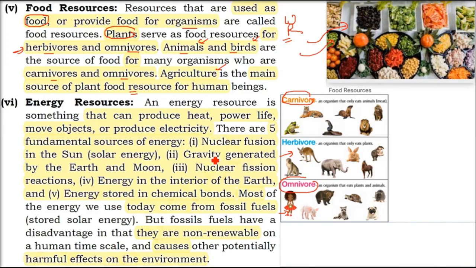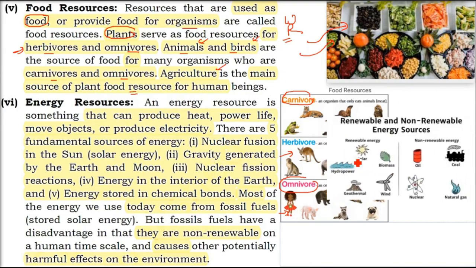Coming to energy resources. Energy resources are basically energy producing. Once you do the combustion activity, they will produce heat, power. So this energy can be used to produce heat. It can produce power. It can move objects. It can produce electricity also. So an energy resource can be heat providing, power providing, or even moving objects and producing electricity.